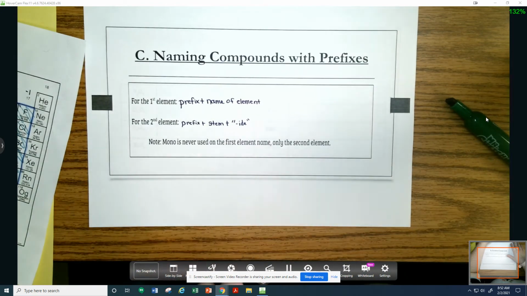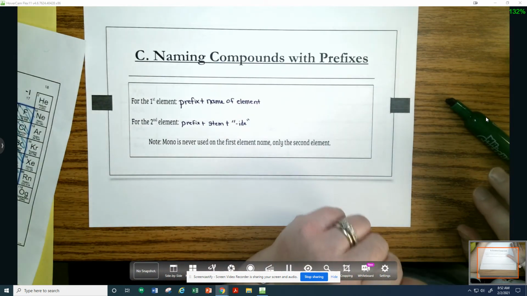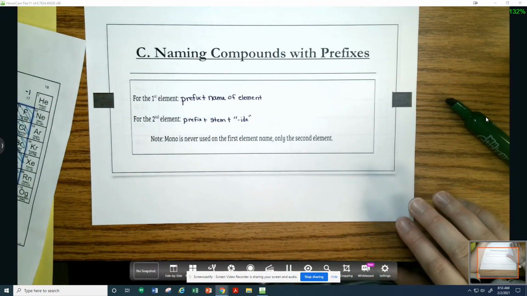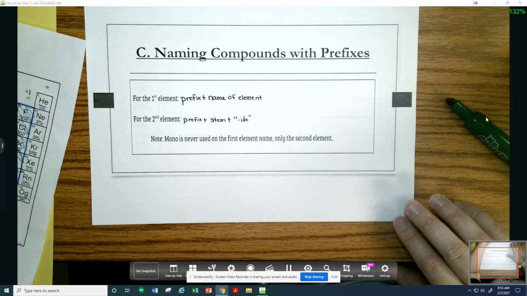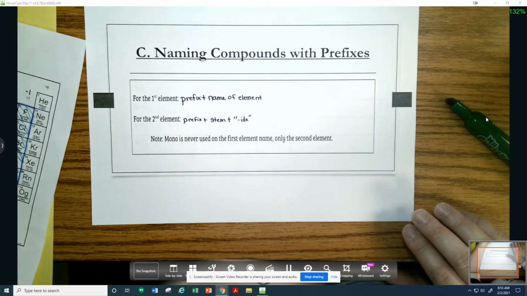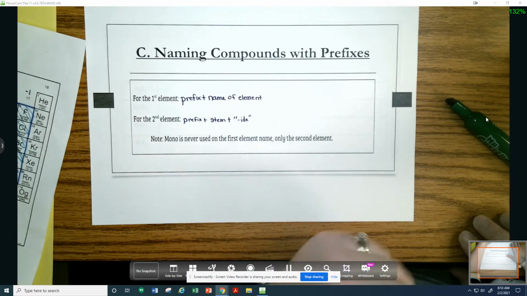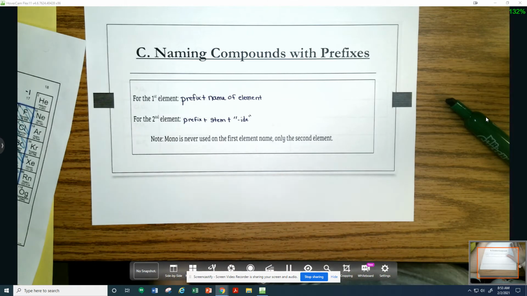And so there's kind of 2 parts that are going to be used when we go to name them. So the first thing is, what do you do with the first nonmetal or metalloid in the formula? You're going to use a prefix and then the name of the element, with the prefix indicating the number of that specific element that you have. And then from there, you have the second element, which you're also going to use a prefix with.